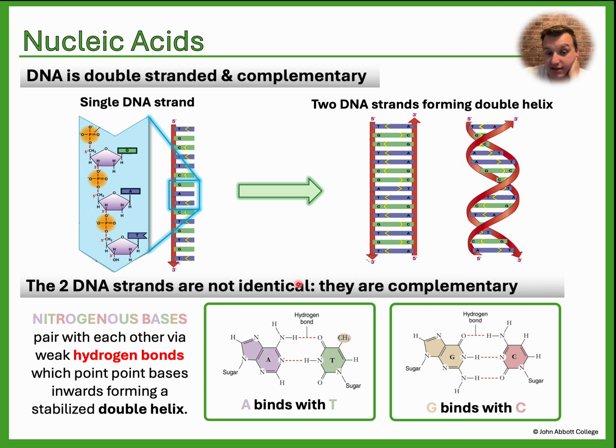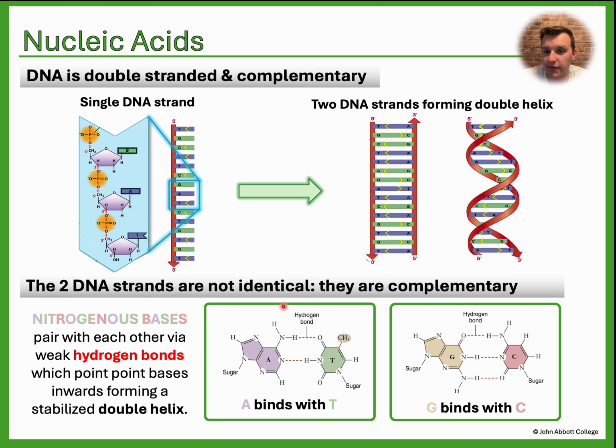The two DNA strands are not identical, right? This strand here is not the exact same as this strand here. This is a T and this is an A. Not identical, but they are complementary. Nitrogenous bases pair with each other via weak hydrogen bonds, which point bases inwards and form the stabilizing double helix, right? So the bases point inwards and the sugar backbone is on the outside, so it's a very stable helix.